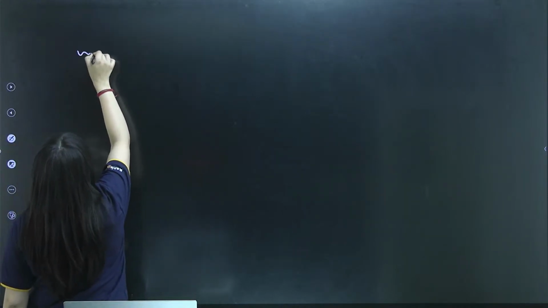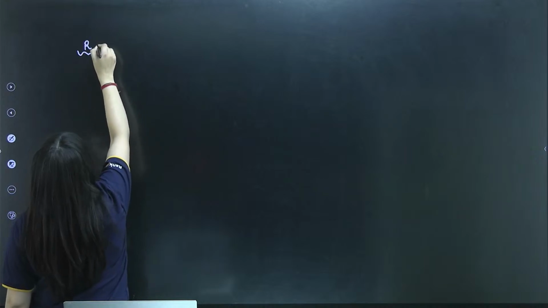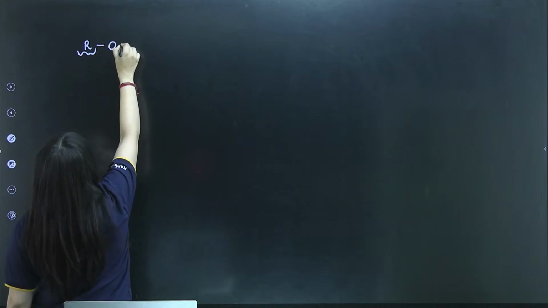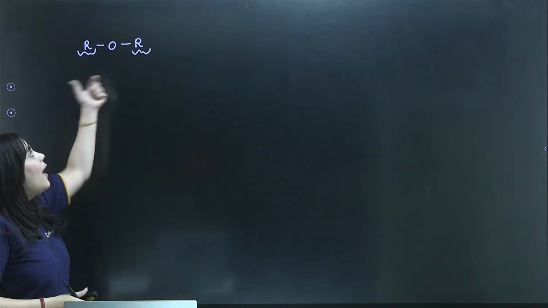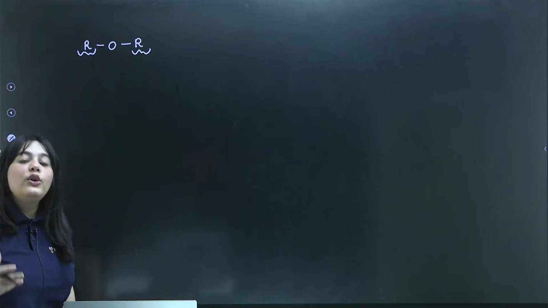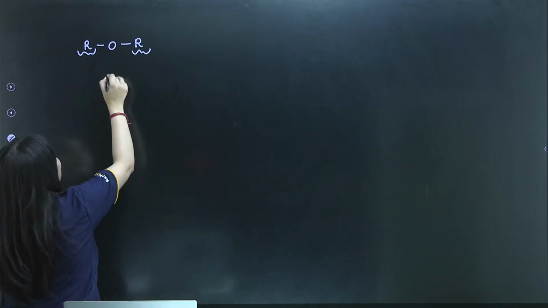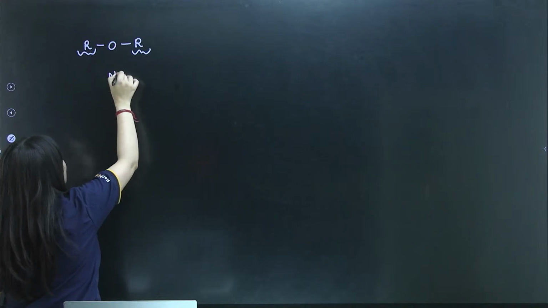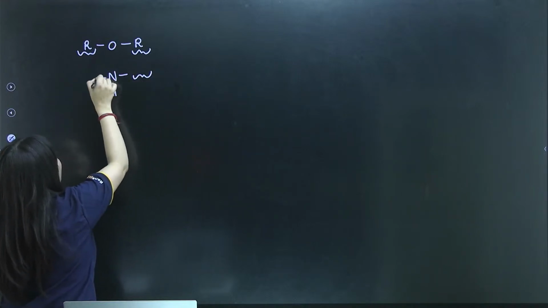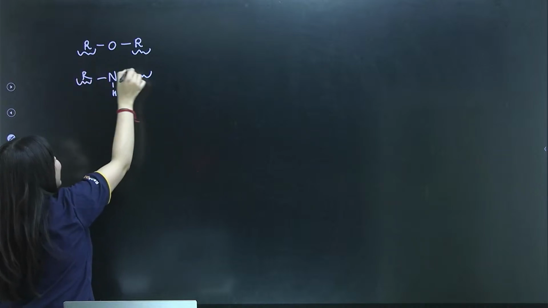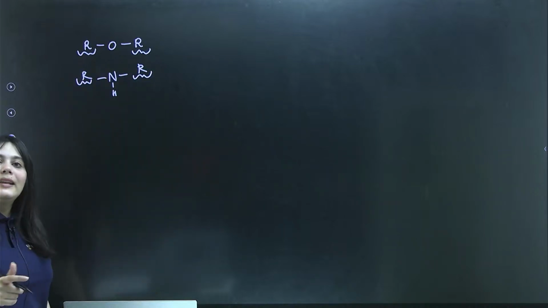For example, how do you write ether? You write ether like there is an R group here, an alkyl group here, an oxygen here, and another R group over here. This is how you write an ether. How do you write a secondary amine? There is a nitrogen over here, a hydrogen over here, an alkyl group over here, and an alkyl group over here. This is how you write a secondary amine.